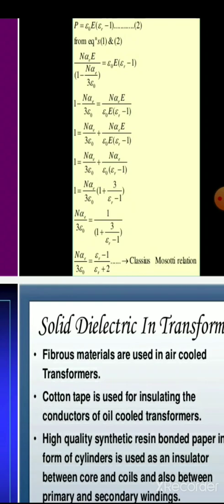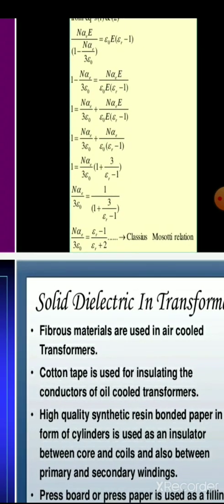So the final equation is N alpha E by 3 epsilon naught equals epsilon r minus 1 by epsilon r plus 2, which is called the Clausius-Mossotti equation. This is how it came. In the above equation, 1 by 1 plus 3 by epsilon r minus 1 means epsilon r minus 1 plus 3 by epsilon r minus 1. Epsilon r minus 1 plus 3 is taken as epsilon r plus 2. So here we have epsilon r minus 1 by epsilon r plus 2. This is known as the Clausius-Mossotti equation.